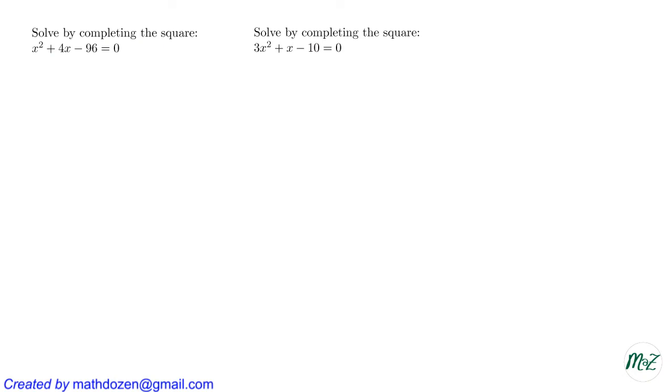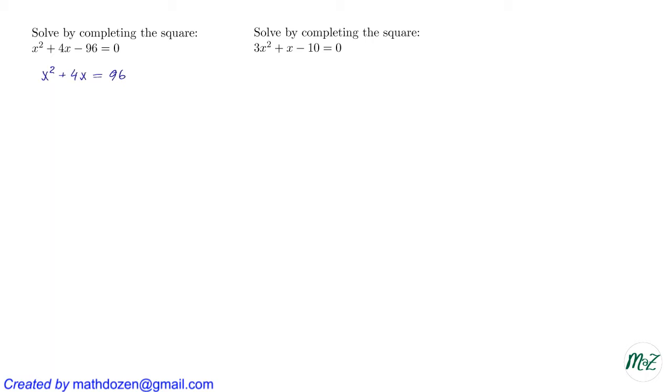Okay, in this problem we're going to solve those two equations by completing the square. So we'll start with the leftmost equation. The first step is to move the number onto the right-hand side. So if we add 96 to both sides, we end up with x squared plus 4x equals 96.